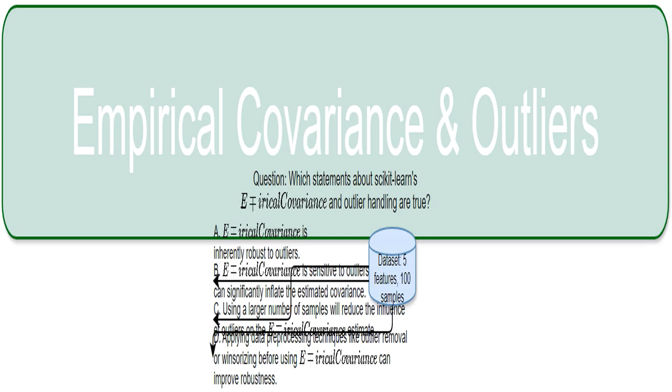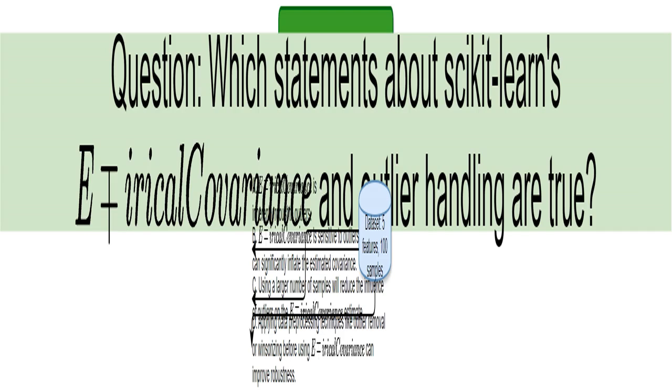This section's title clearly tells us that we're focusing on how scikit-learn's empirical covariance handles outliers in datasets. I'll be explaining how this function works, and what its limitations are when it comes to noisy data. It sets the stage for the entire quiz. This question is the core of the quiz. We're asked to evaluate 4 different statements about how empirical covariance behaves in the presence of outliers, data points that are unusually far from other data points. I need to carefully consider each option's validity.